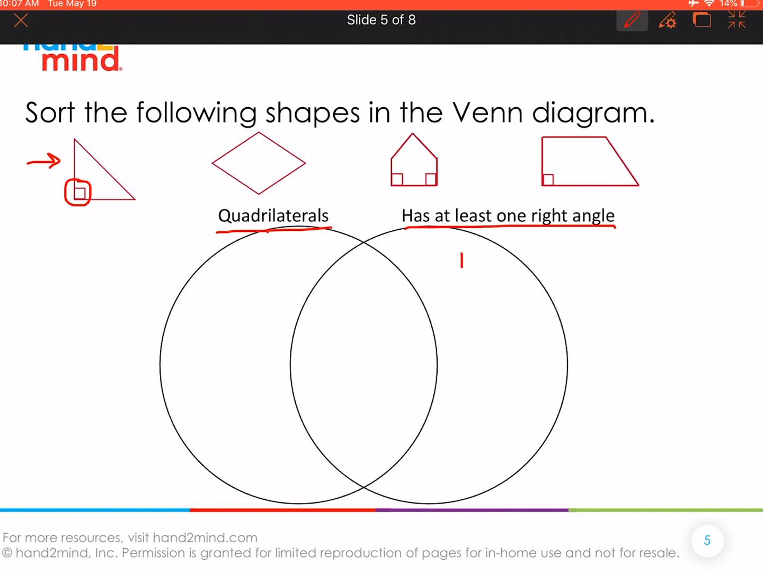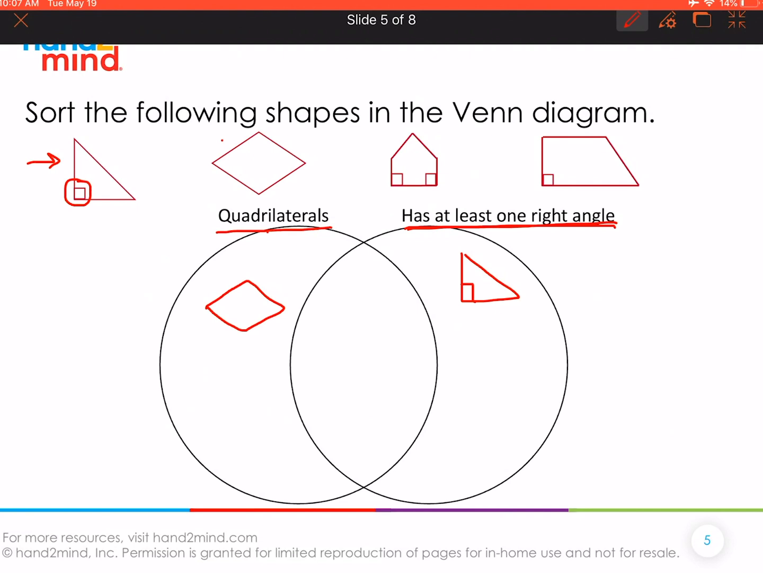So I'm going to sketch a picture of our right triangle only under this category of at least one right angle. Our second shape here we can see is a quadrilateral, but does not have any right angle markings. So because of that, I am going to sketch this quadrilateral underneath only the quadrilaterals.